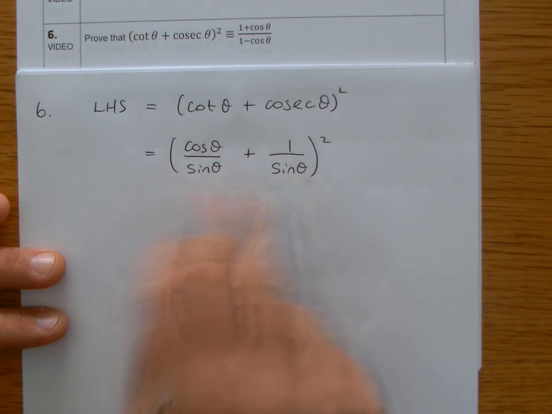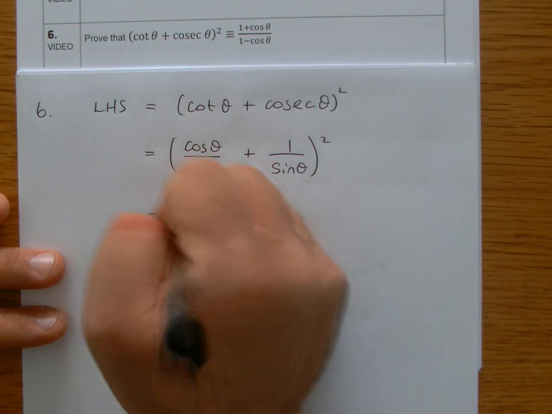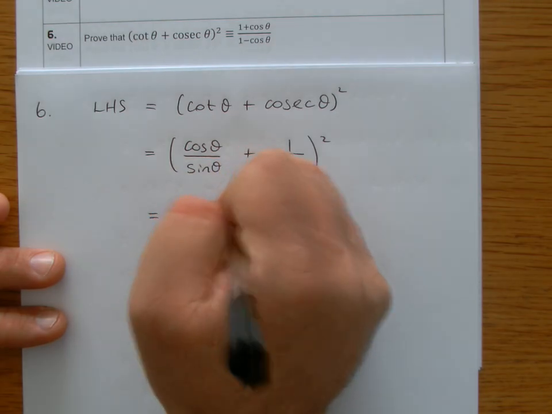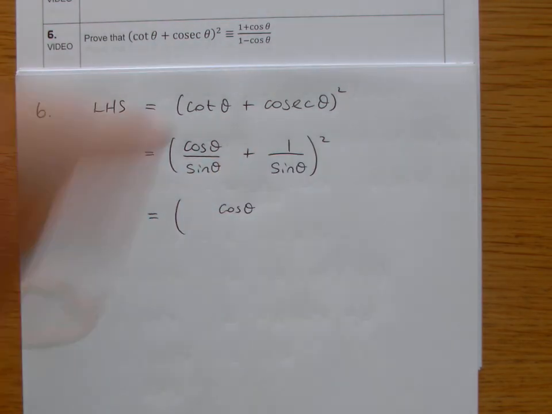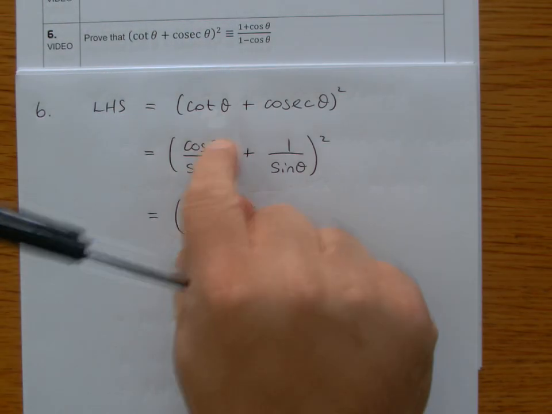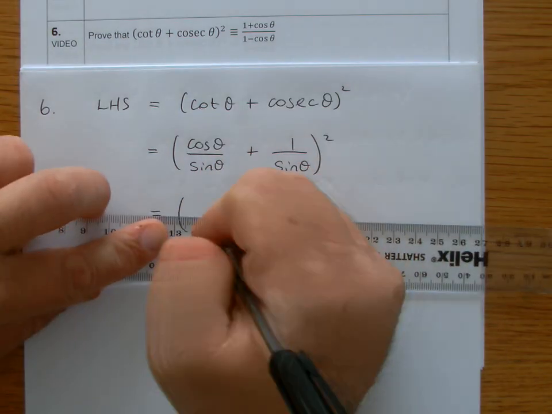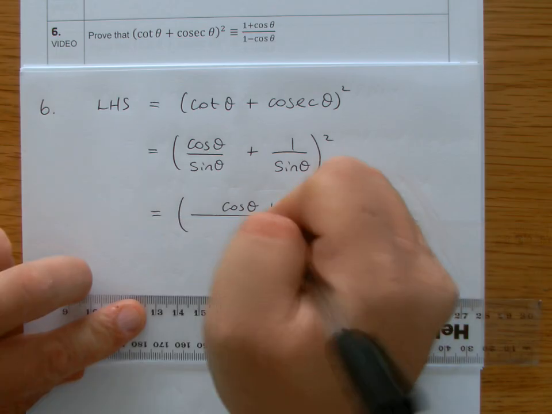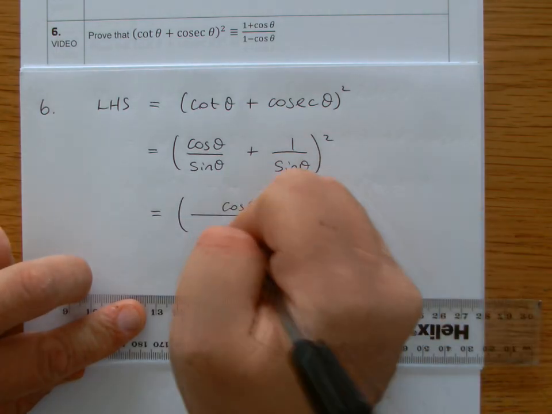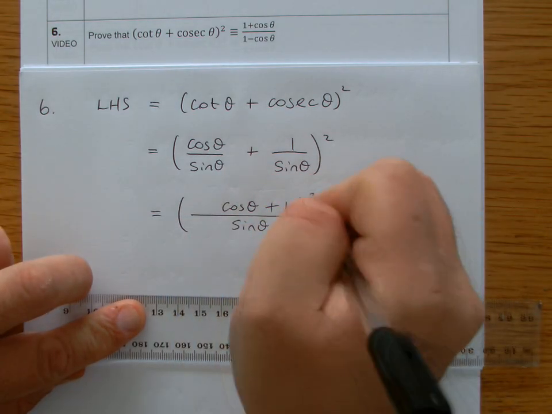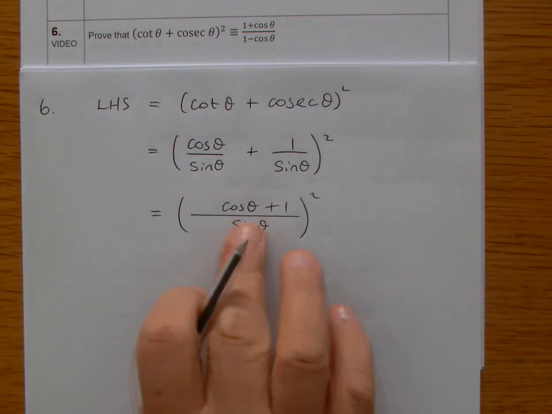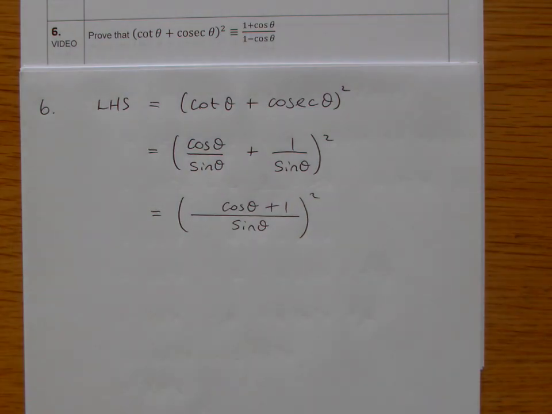And the good thing about having the same denominator is we can write it as a single fraction, okay? So I'm not actually going to expand this with a double bracket to get 4 terms. I just realised, because that is cos over sine, this can have the same denominator as this. And then you can write that as cos theta plus 1 on the top, and sine theta on the bottom. Okay, so it's a single fraction with a common denominator of sine theta.